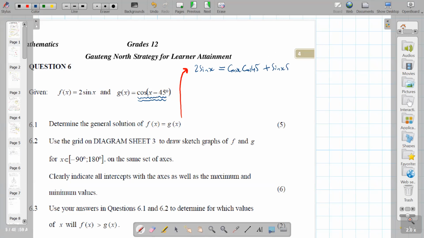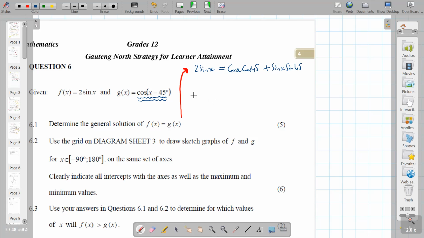So this is type 3 because there's no straightforward way. I can't say type 1, divide by cosine, or convert sine to cosine. That's type 2. So type 1, you divide by cosine. Type 2, you convert sine to cos. This is type 3. Try your best: compound angle, double angle, factorization.